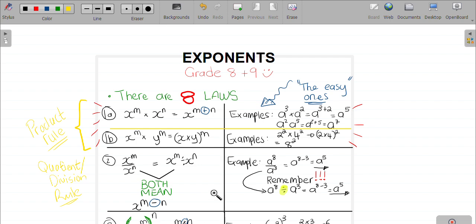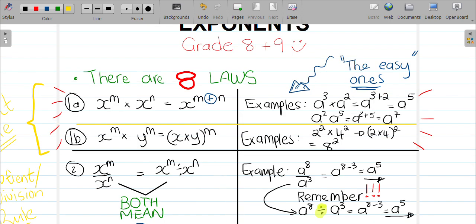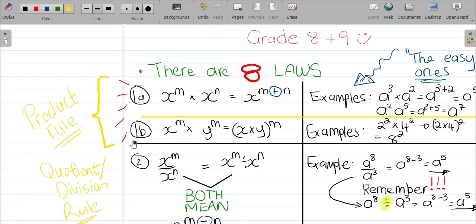So let's get started. Okay, so what you'll see is in number 1 and number 1b, right? We are dealing with the product rule. Okay, what does that mean? It means when there is multiplication.